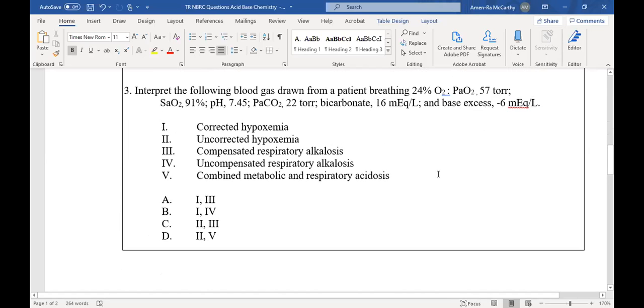Look at number 3. Interpret the following blood gas on a patient breathing 24% oxygen. So he's on oxygen, 24%. He has a PaO2 of 57. He's statting 91%. pH is 7.45, CO2 of 22, bicarb of 16, base excess of -6.